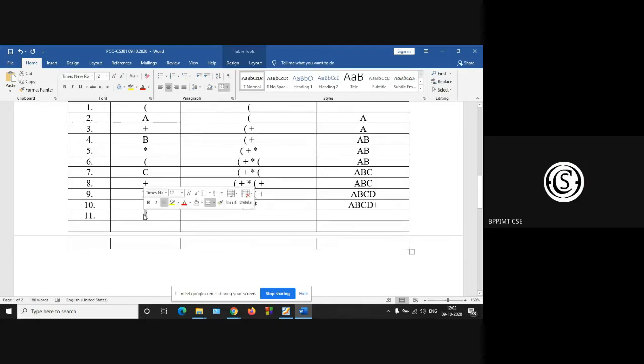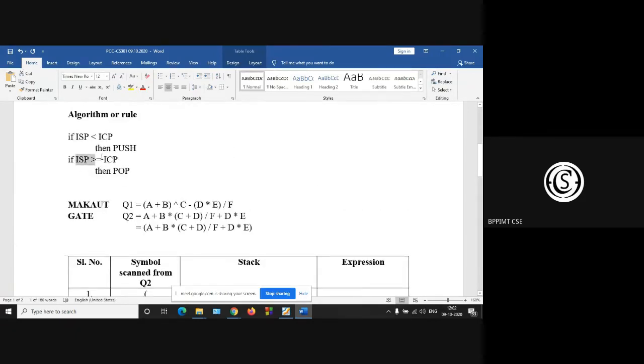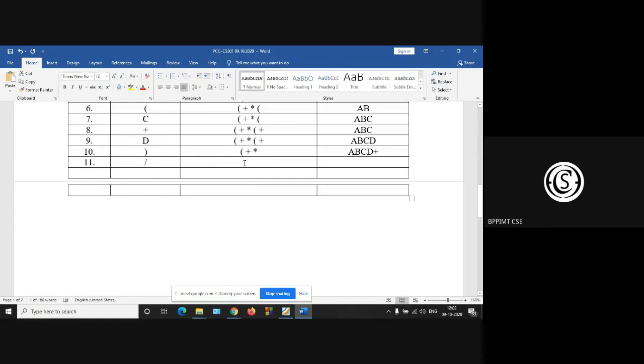So division is incoming with priority 2, and multiplication resides at the top of the stack with the same priority, that is 2. So the rule is, if in-stack priority is greater than or equal to ICP, then pop. So we have to pop, right?